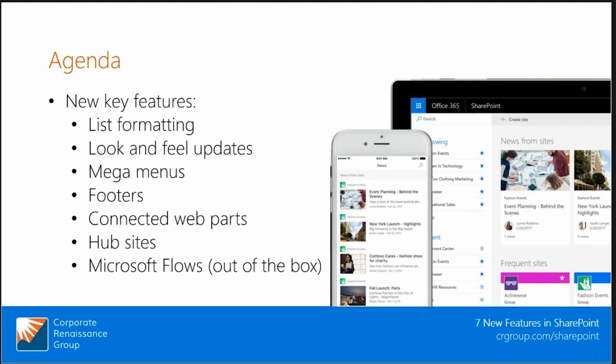The agenda for today, we're just going to talk about some new features in Office 365 and SharePoint. Some of these are all new, but some of them are extensions of existing features. So we'll talk a bit about list formatting, some of the look and feel updates, the mega menus, footers, connected web parts, hub sites, and some out-of-the-box flows.